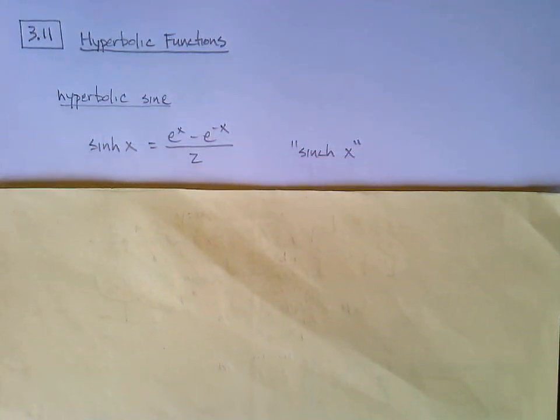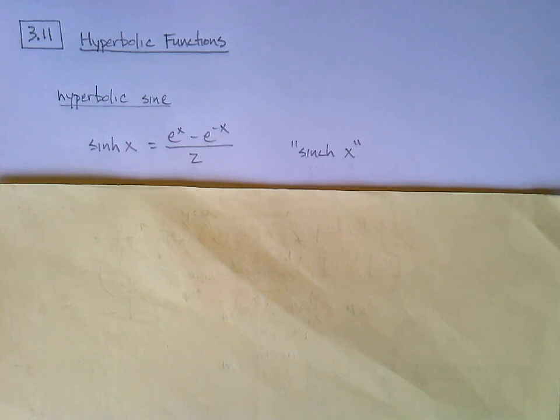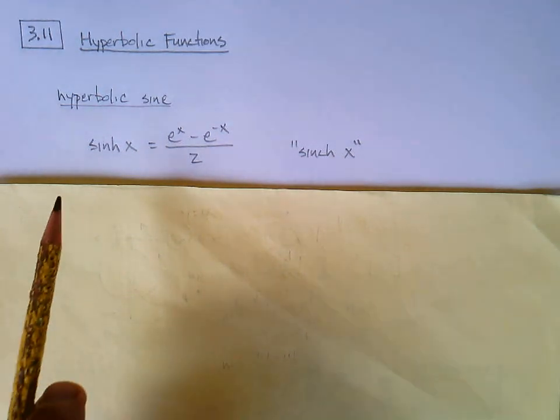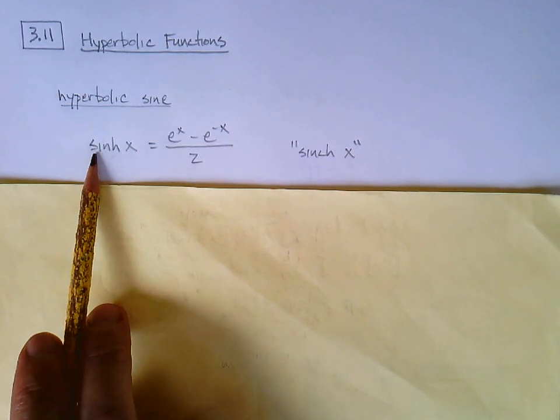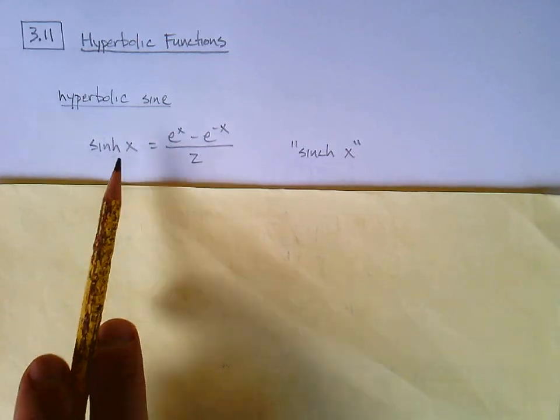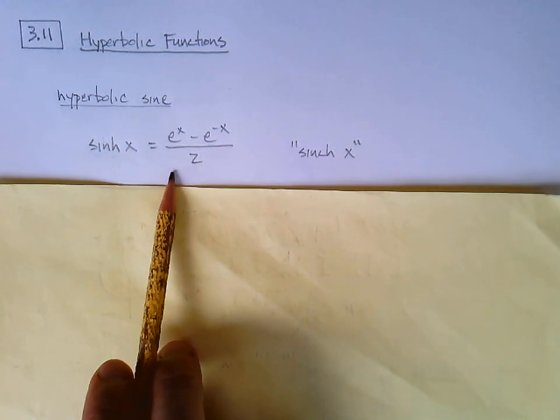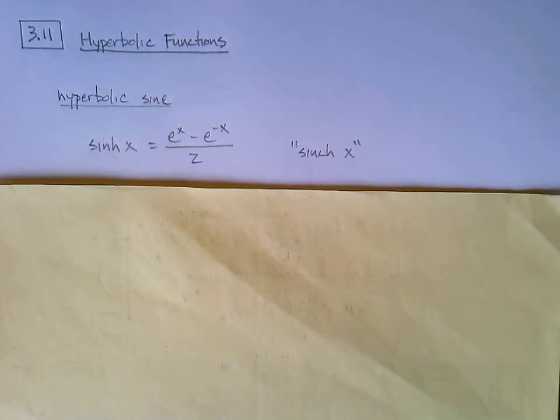The first is hyperbolic sine. For every trig function, each of the 6 trig functions, there's an equivalent or corresponding hyperbolic function. Sometimes you hear these referred to as the hyperbolic trig functions. Anyway, hyperbolic sine is defined like this. The notation is sine with an h on the end of x. So hyperbolic sine of x is defined to be e to the x minus e to the negative x all over 2.